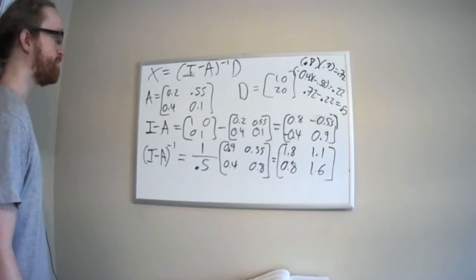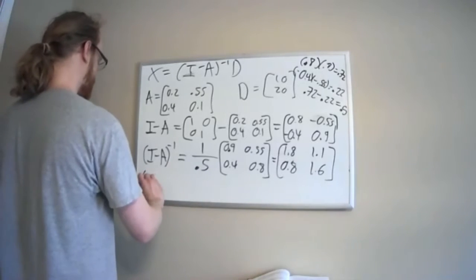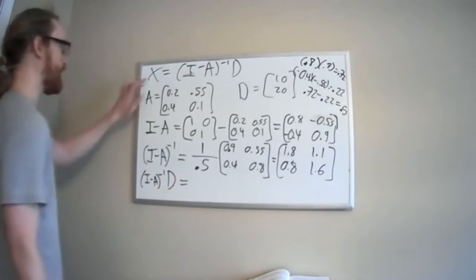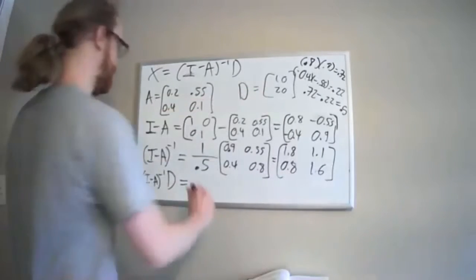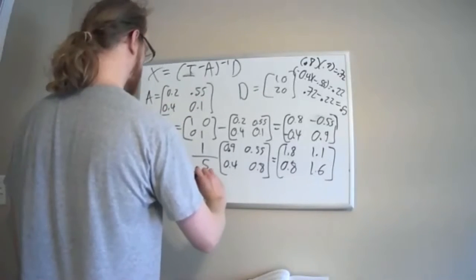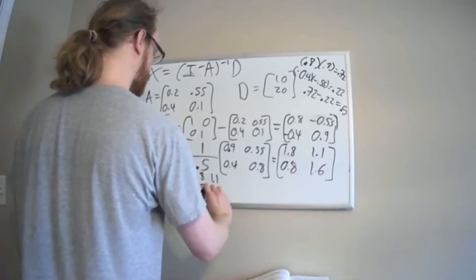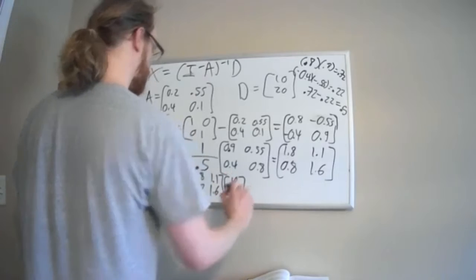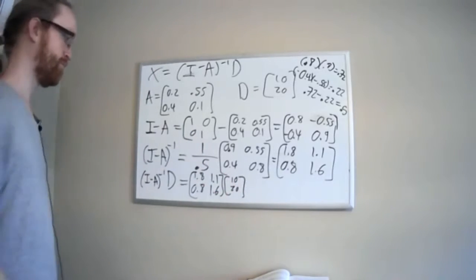Okay, so now the last thing I need to do, according to my formula, is just find I minus A inverse times D. And this will be X according to the formula. So I've got to multiply this with this. So let me rewrite it. 1.8, 1.1, 0.8, 1.6, and then I have 10, 20 for D. So I'm going to multiply these two matrices together.